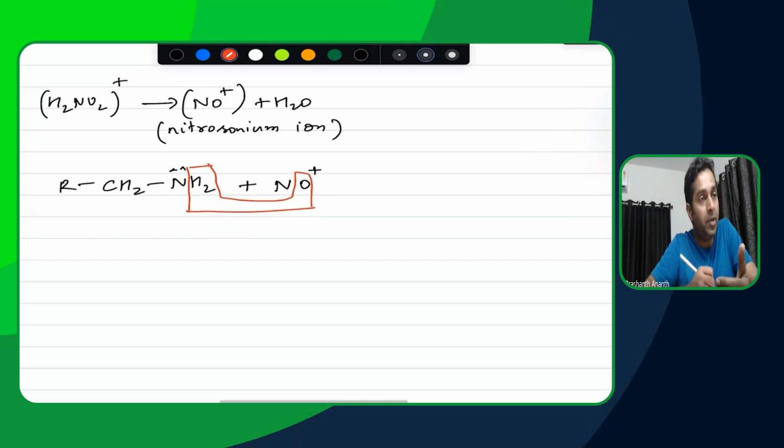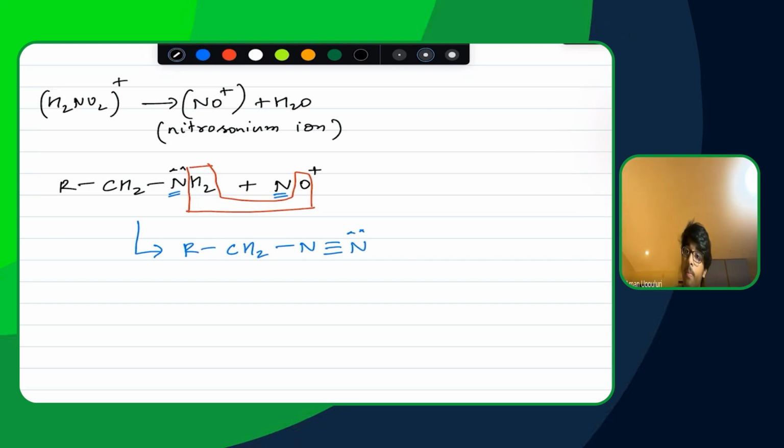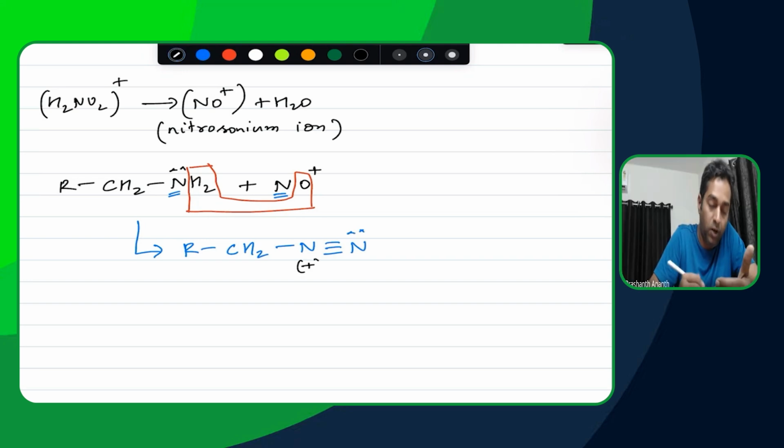If the H2O is eliminated, the parts left over are basically this nitrogen, let me mark another nitrogen in blue, this nitrogen, and of course the plus one also, because H2O will not leave in any other form. It will leave as H2O only. So the product obtained is something like this. Have a look at the structure. This is the structure with a plus one on this nitrogen.